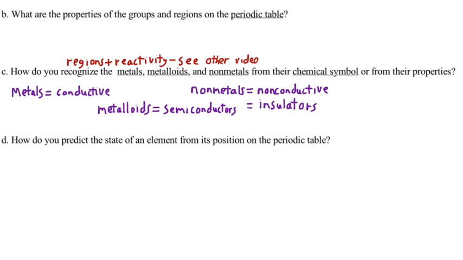And then the metalloids are the semiconductors. That's a good word to memorize. They are the ones that conduct a tiny bit. There actually is a cutoff of the measurement, but they don't conduct very well. So like silicon is one of those.